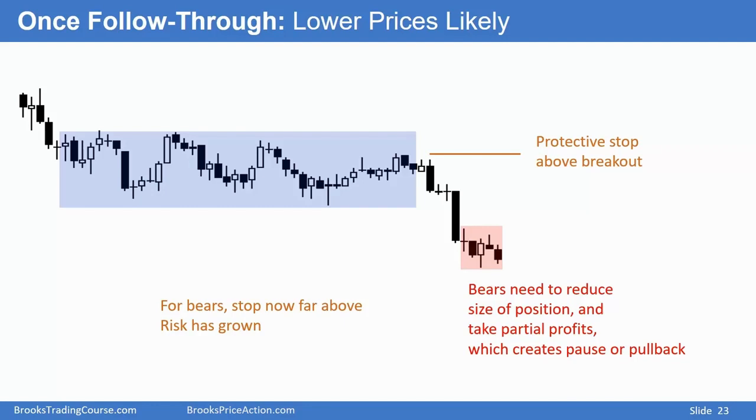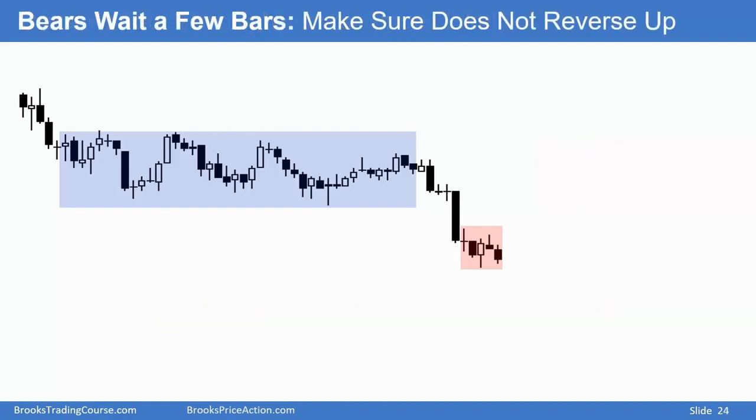A lot of times, when there's a little pullback like that, the bears will wait a few bars to make sure the bulls do not get a micro double bottom and a big reversal. So a lot of times you go sideways for several bars after the profit taking, but the probability still is that the market will go lower.